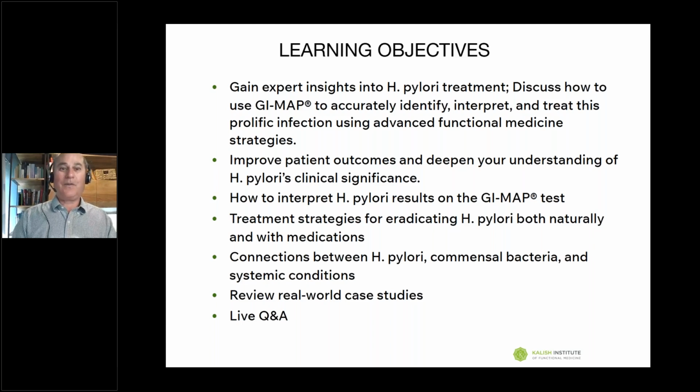pylori causes all kinds of different problems throughout the body because of what happens to your ability to digest and absorb protein when you get H. pylori. H. pylori causes a big problem there. And when you don't get enough amino acids in your system, lots of bad things happen in lots of different parts of your body.